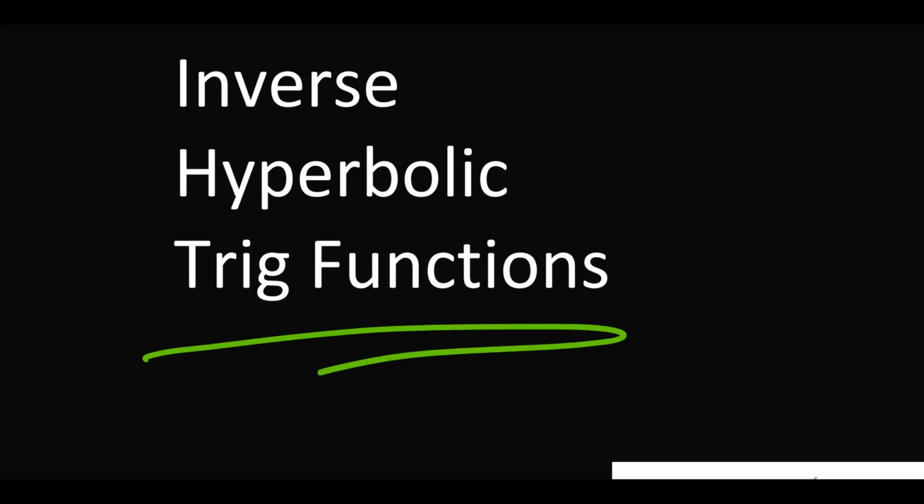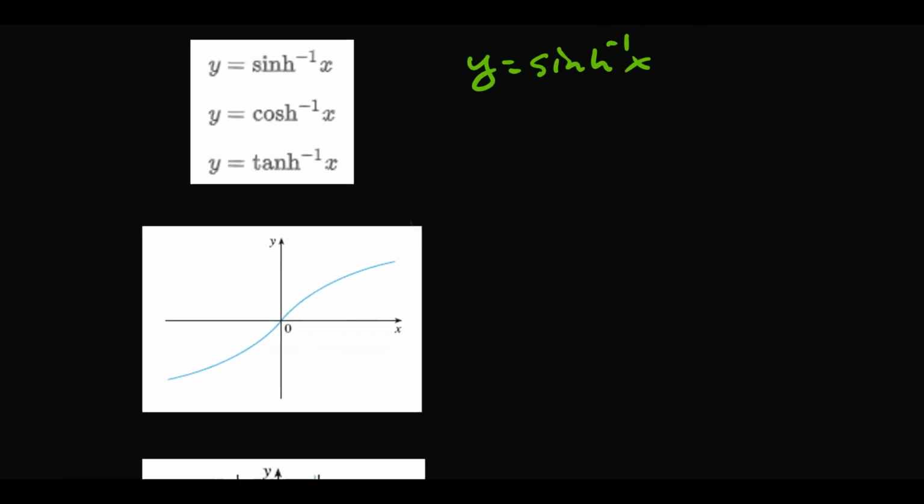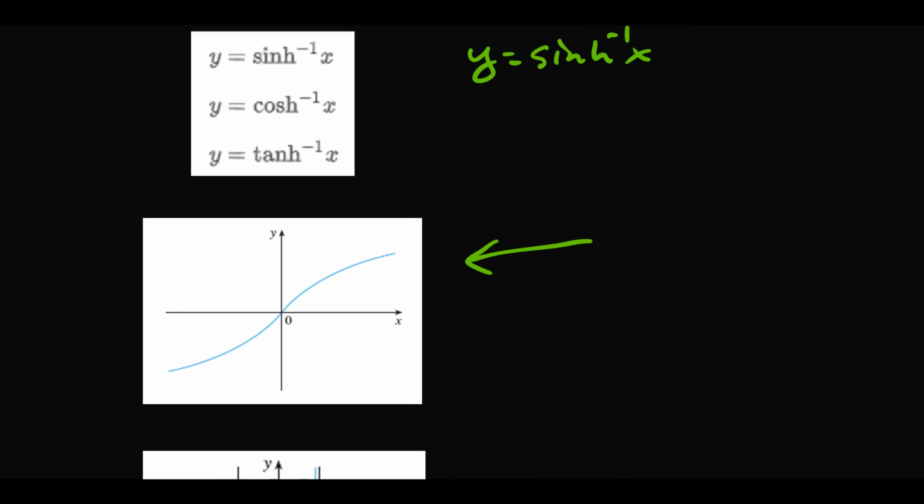So what I want to look at now is inverse hyperbolic trig functions, and they are right here. So real easy, y equals inverse hyperbolic sine of x is how you write it. The first graph here is the sine one, and so it kind of looks like a cube root of x actually.